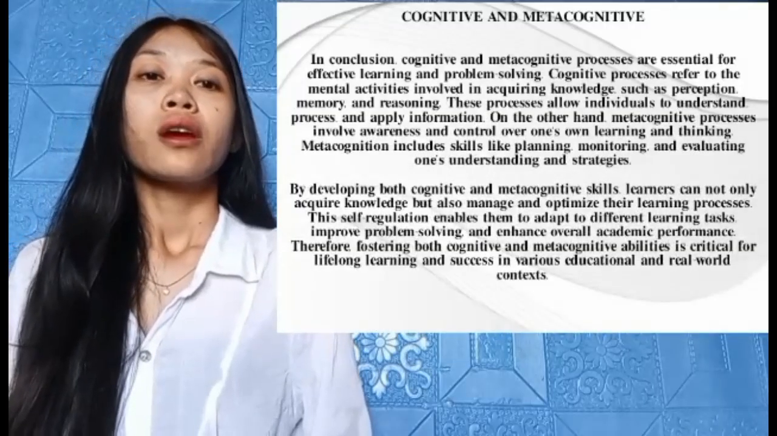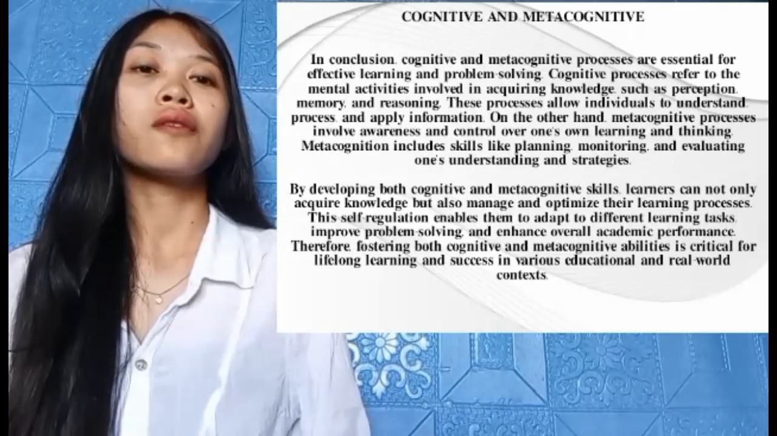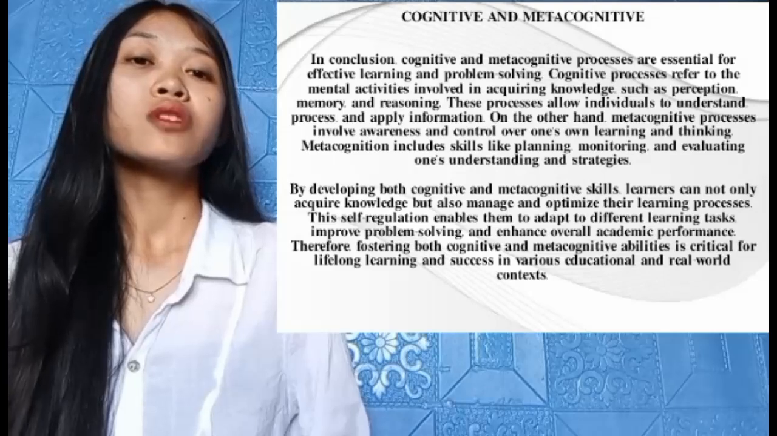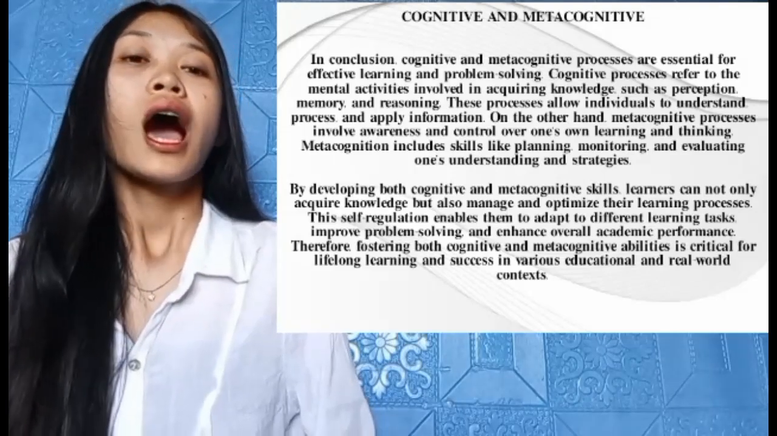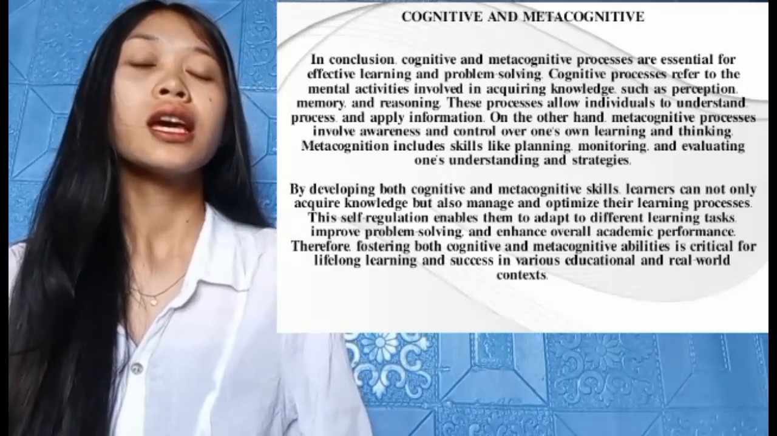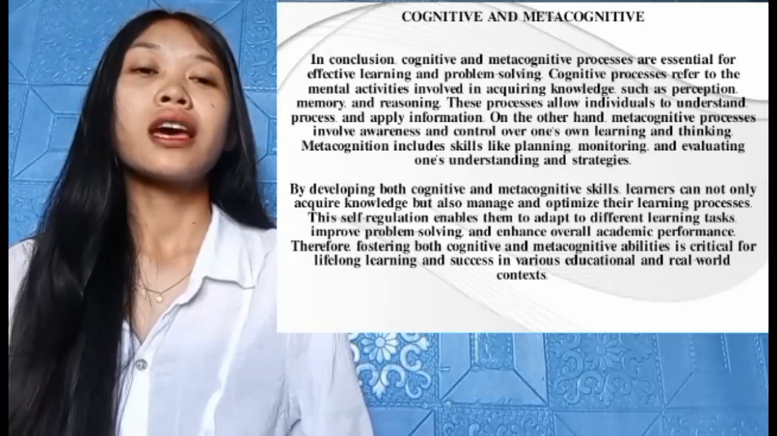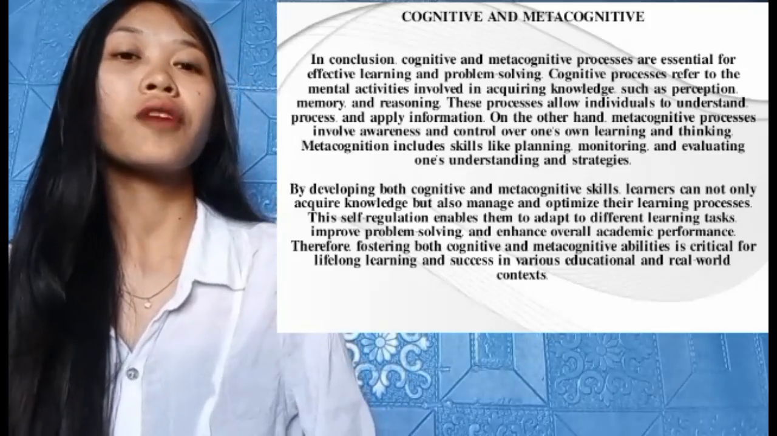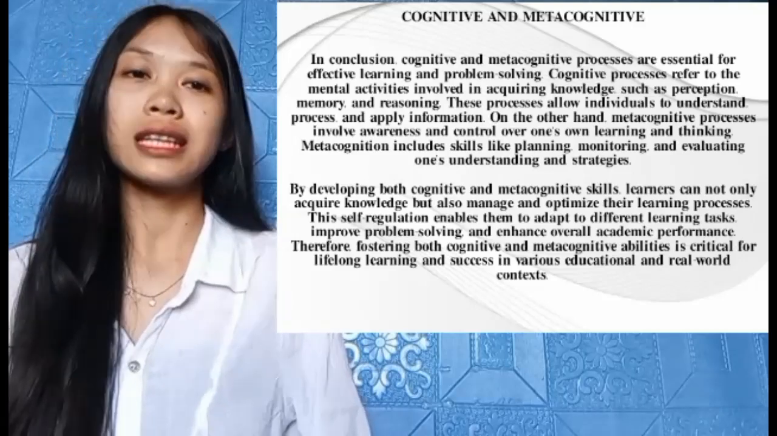Cognitive and metacognitive. In conclusion, cognitive and metacognitive processes are essential for effective learning and problem solving. The cognitive process refers to the mental activities involved in acquiring knowledge, such as perception, memory, and reasoning. These processes allow individuals to understand, process, and apply information. On the other hand, metacognitive processes involve awareness and control over one's own learning and thinking.